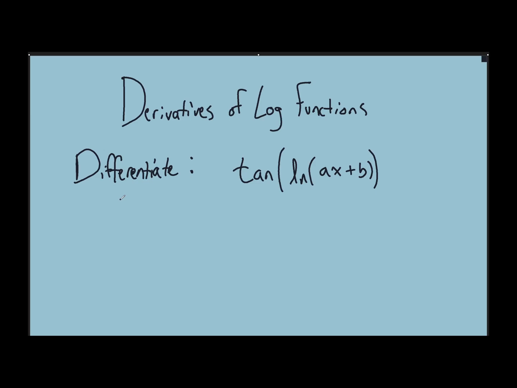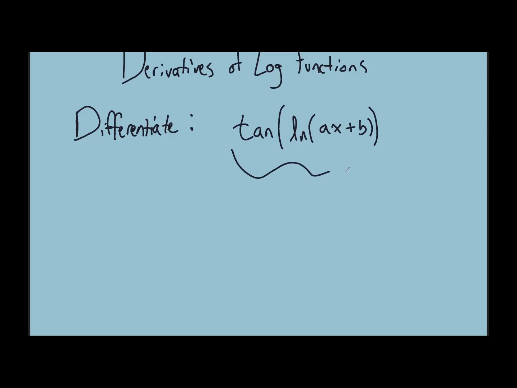This is a trig function with a natural log, but I feel like it should be a natural progression to take the derivative of this because we know the individual things. So you know the derivative of tangent is secant squared, and if you don't, I'll put a link in the description to show you why and how that's true and how you can find it out on your own. But let's just assume that you remember the tangent derivative, okay?